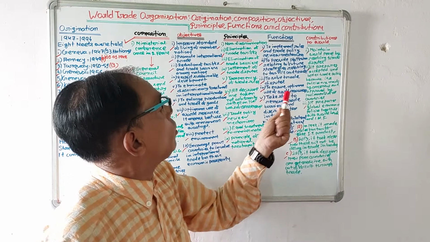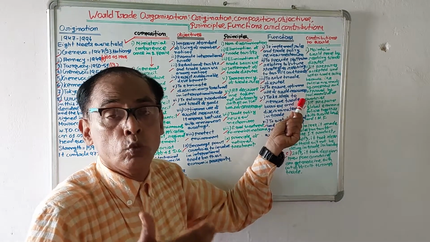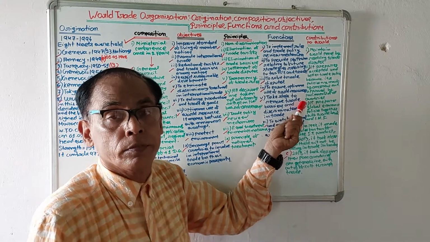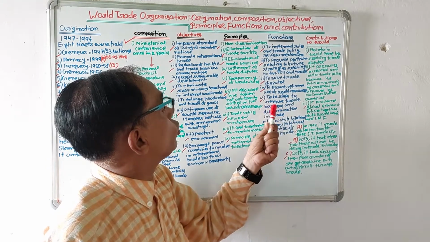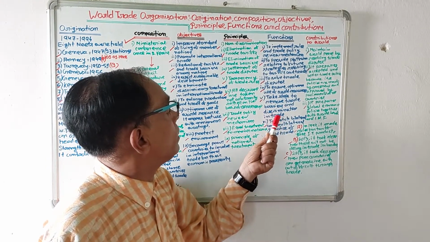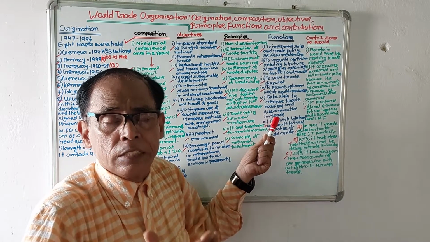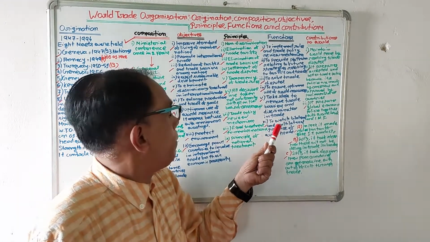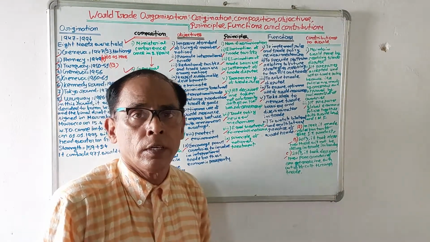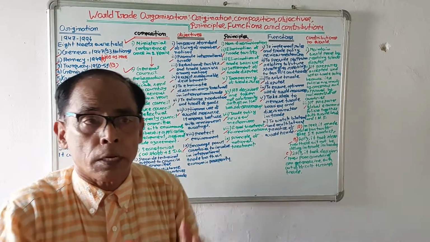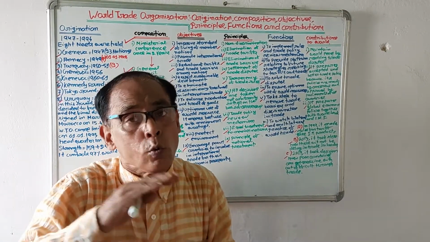Number 4, to ensure optimum use of world resources. It wants to use world resources with minimum wastage. Number 5, take steps to remove trade barriers and discrimination in trade. It wants to remove trade barriers and discrimination in the field of international trade. Finally, to watch bilateral and multilateral practice of world trade. It also keeps an eye on multilateral trade and bilateral trade at the world level.